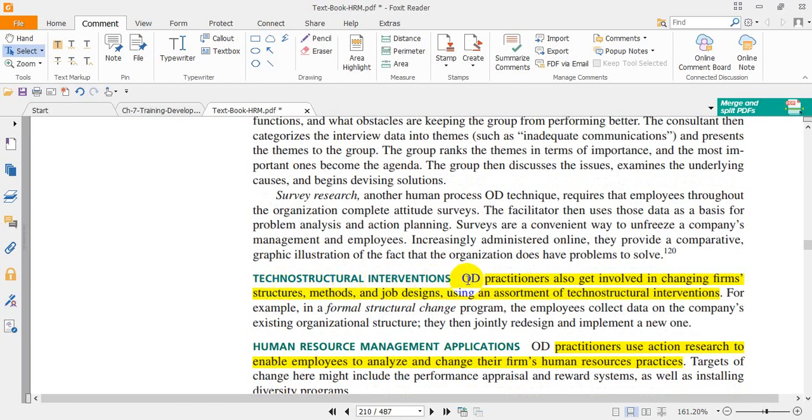Techno-structural interventions: organizational development practitioners also get involved in changing firm structures, methods, and job designs using an assortment of techno-structural interventions. For example, in a formal structural change program, the employees collect data on the company's existing organizational structure, then they jointly redesign and implement a new one. So, in techno-structural interventions, employees collect data on the existing organizational structure and then jointly redesign and implement the new structure.